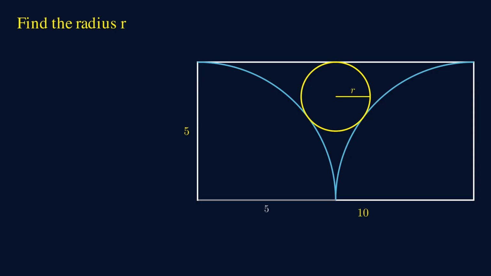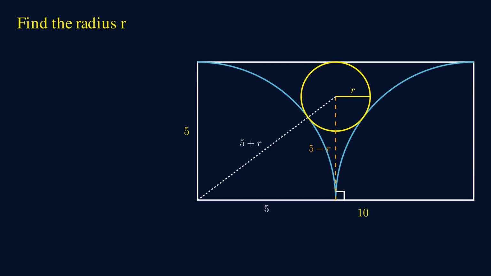Okay, first, let's just understand the setup. Because the rectangle is 10 units wide, the midpoint of the bottom edge is 5 units from either corner. And since everything is symmetric left to right, the center of the small circle has to lie right above that midpoint. Now, here's the key idea.